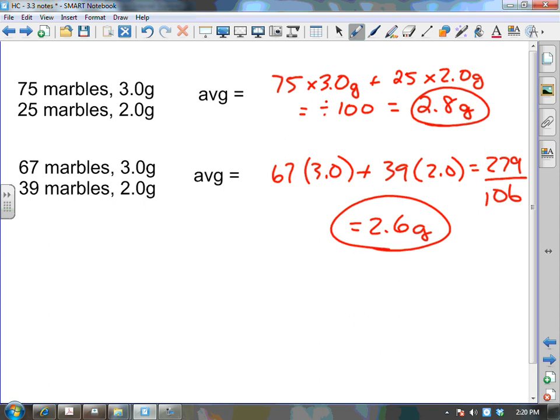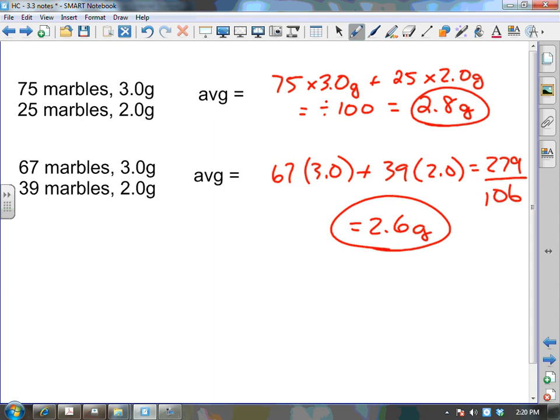We can see that in the first example, the average is slightly closer to 3.0 because there are more of the 3.0 marbles. In the second example, the average is a little bit closer to 2.5 because we're not quite 50-50, but almost 60-40. So we see it slightly weighted higher than halfway in between. Again, simple math calculation.